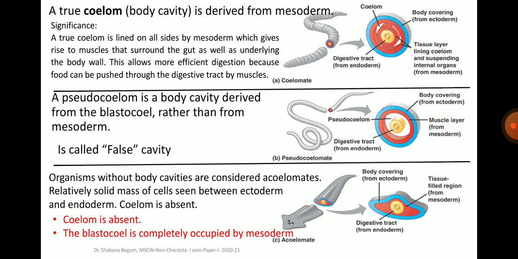Here these are organisms without body cavities and are considered acoelomates, and here the relatively solid mass of cells is seen between ectoderm and endoderm. So coelom is absent.